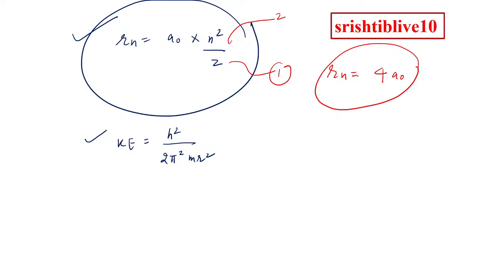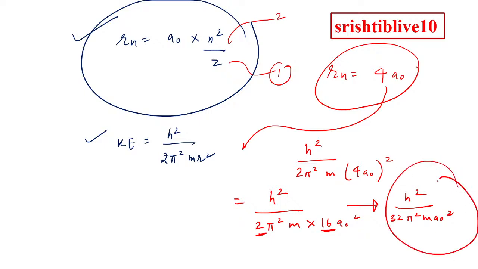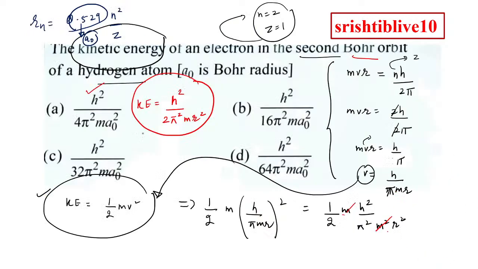Substitute this value over here. You will get h square over 2 pi square m times (4a naught) whole square. So it's going to be h square over 2 pi square m times 16 a naught square. 16 into 2 is 32. So h square over 32 pi square m a naught square.